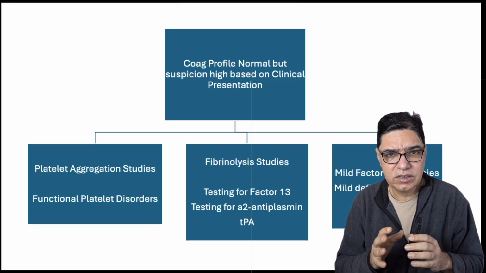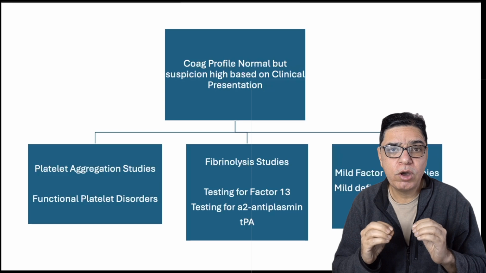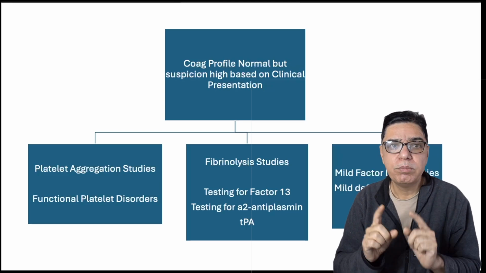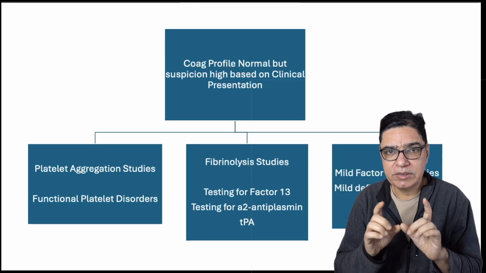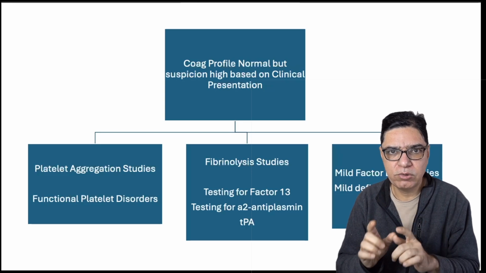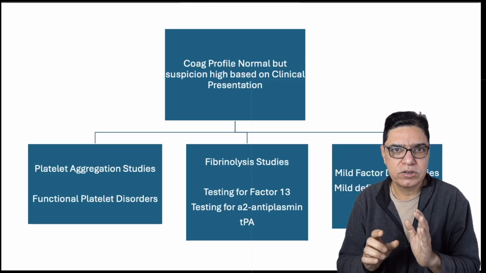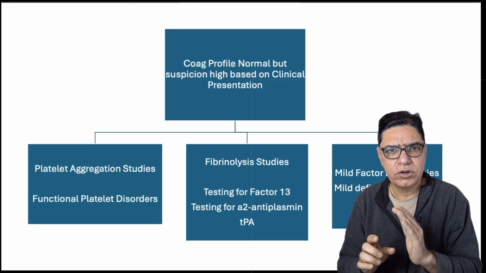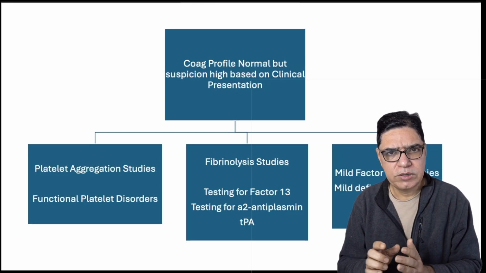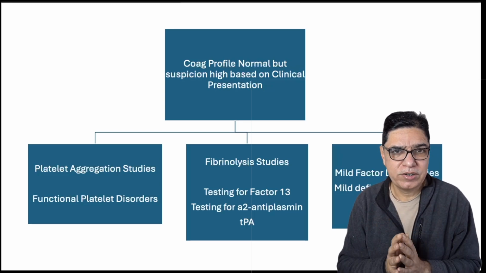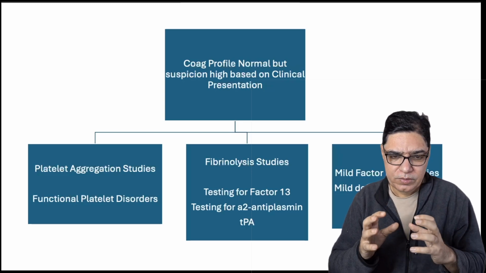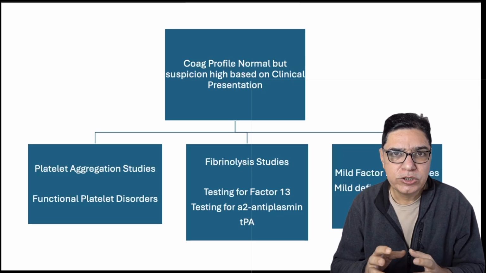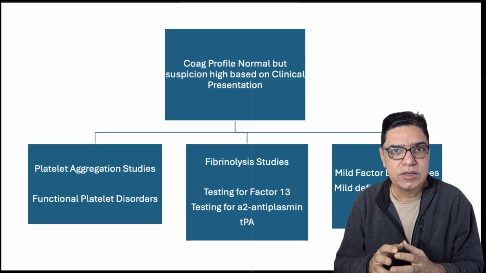So these are the few things which you have to keep in mind if the coagulation profile is normal, but you are still thinking that there might be an issue. Remember, in that case, think about this algorithm, think about functional platelet disorder, think about factor 13 or TPA or alpha-2 antiplasmin deficiency or mild factor deficiency. So this is the way you need to look into coagulation profile interpretation.